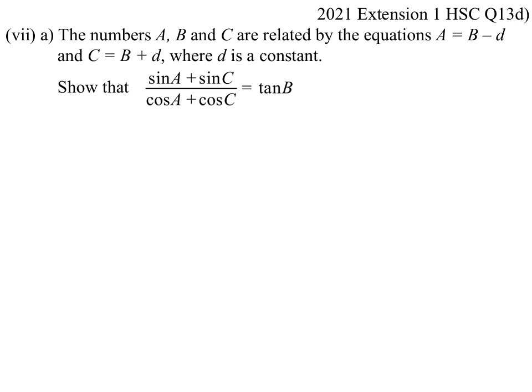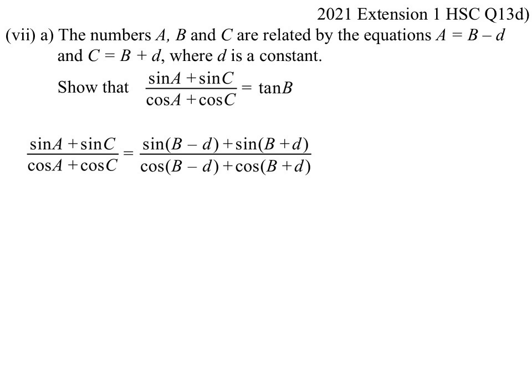The numbers a, b and c are related by a is b minus d and c is b plus d, and d is a constant number. We have to show that the sine of a plus the sine of c, over the cos of a plus the cos of c, is the tan of b. Well, let's substitute in what they told me a and c were. Now you'll notice at the top we have the sum of two sines. On the bottom we have the sum of two cosines.